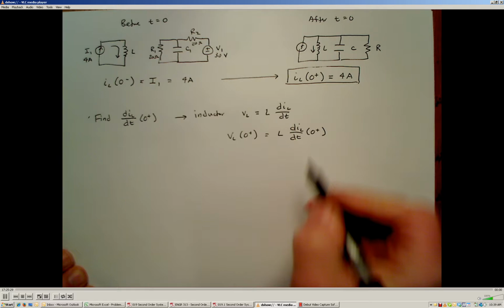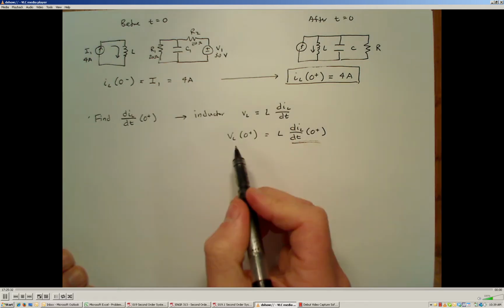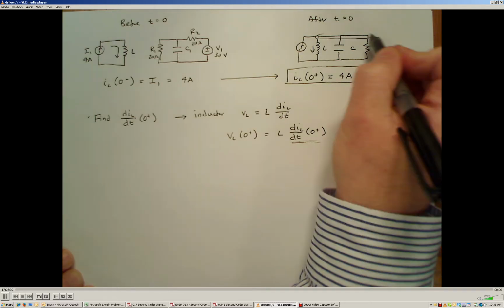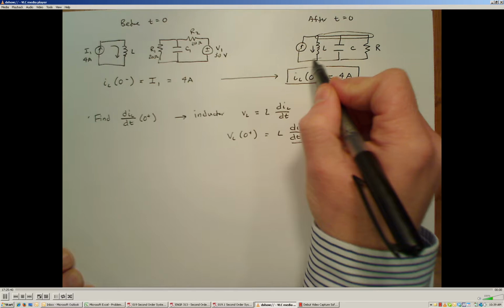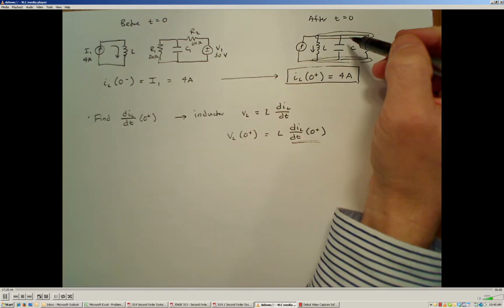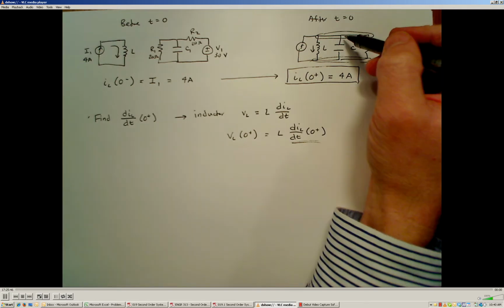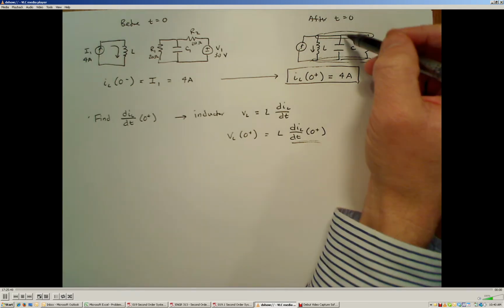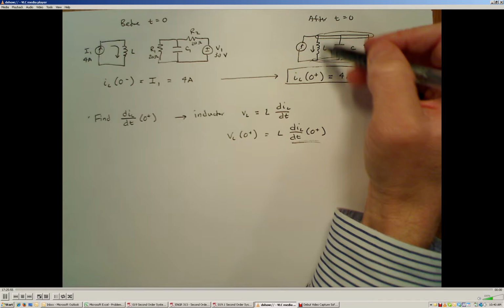So now we need to determine what the voltage across the inductor is going to be. The other thing to note is that these elements are in parallel with each other. So if we can determine, at time 0 right after the switch closes, the voltage across the resistor and the capacitor, then by the definition of parallel elements, the voltage across the inductor is the same as that across the resistor and the capacitor.